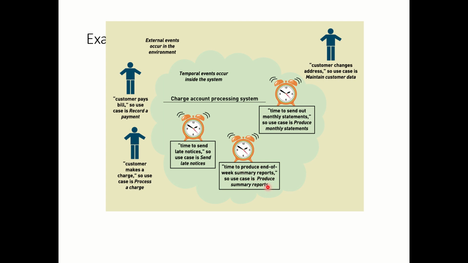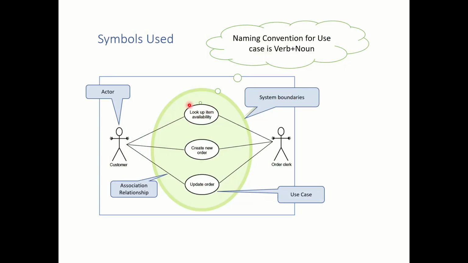So produce summary reports would be your, so you should put it in a proper formal terminology. Now there could also be temporal events. Something which is related to time is called a temporal event. So you can have external events and you can have timely events which have to happen at a regular period of time. And now the major symbols which are used.